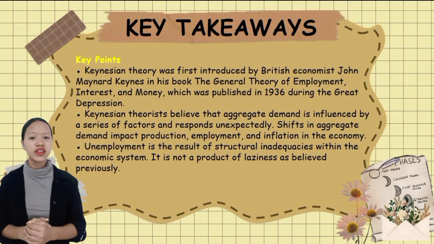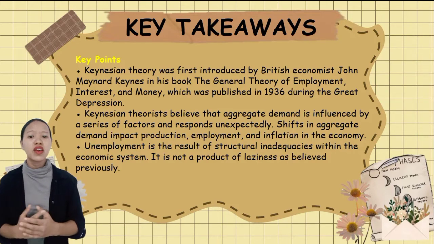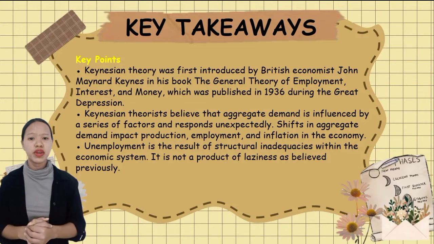Key points. First is Keynesian theory was first introduced by British economist John Maynard Keynes in his book The General Theory of Employment, Interest and Money, which was published in 1936 during the Great Depression. So the founder is the British economist John Maynard Keynes. John Maynard Keynes was one of the great intellectual innovators of the first half of our century and certainly its greatest political economist. So this book is Keynes' masterpiece and it was established right after the Great Depression, which means that Keynes' belief could not be explained by classical economic theory as he portrayed it in his book.